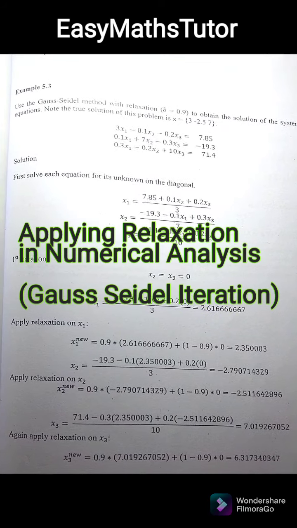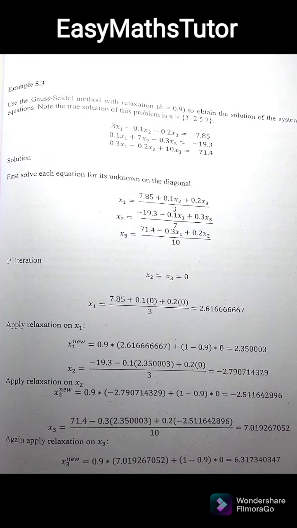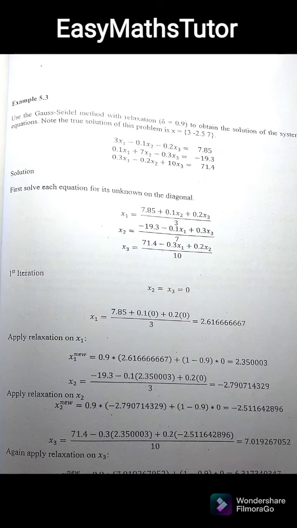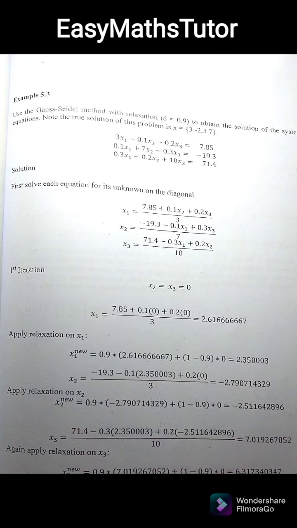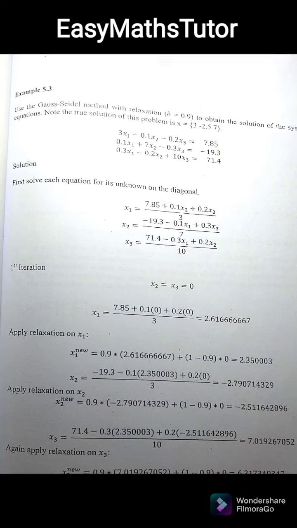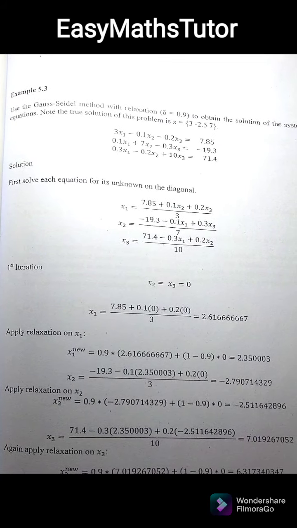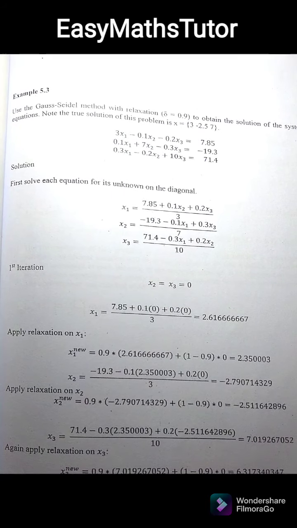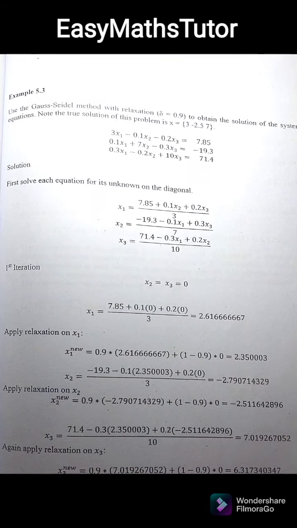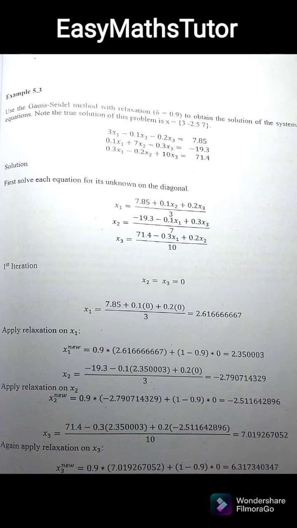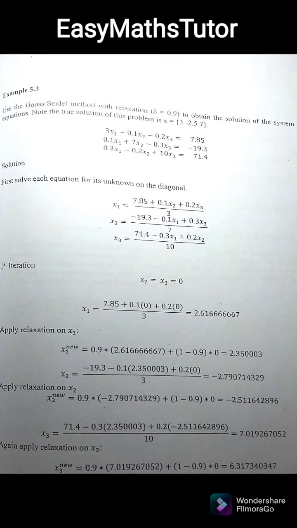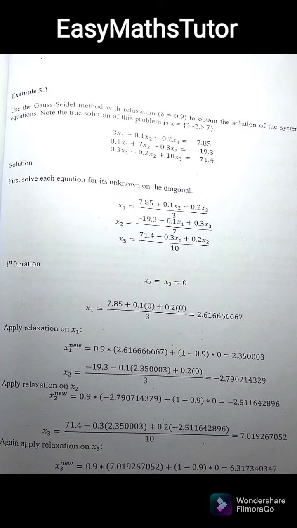We're going to quickly solve an example to illustrate how to use relaxation, and we'll take this example 5.3. It reads: use the Gauss-Seidel method with relaxation equal to 0.9 to obtain the solution of the system of equations. Note the true solution of this problem is x equal to 3, minus 2.5 and 7 for the following equations.